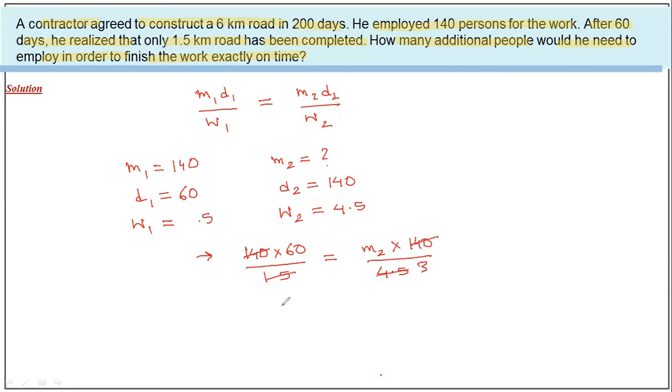So M2 we get as 180. Therefore, additional men required would be 180 minus 140 equal to 40.